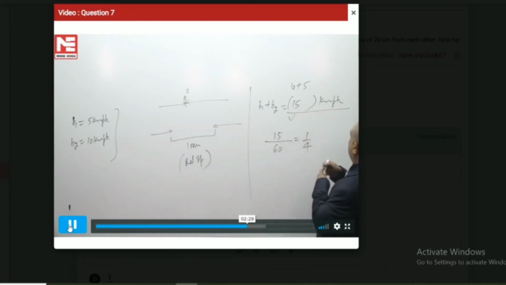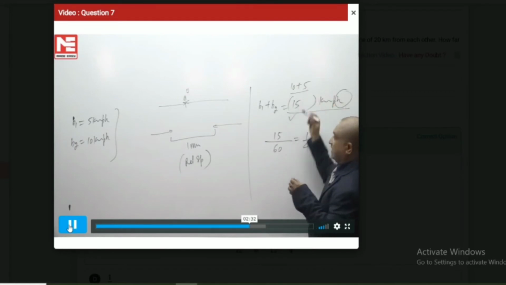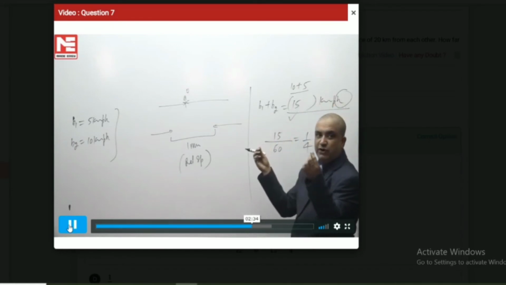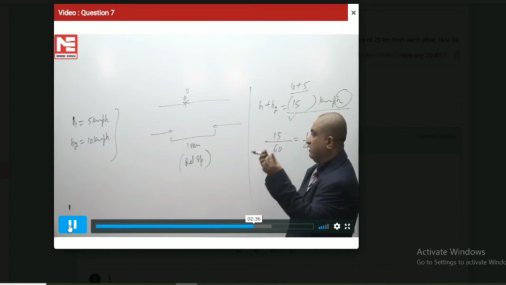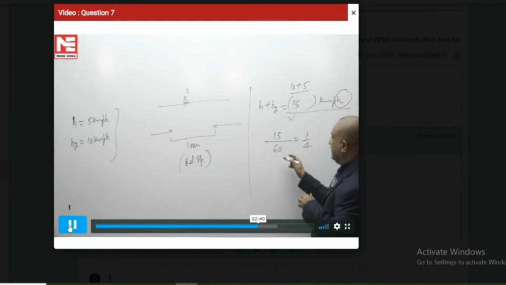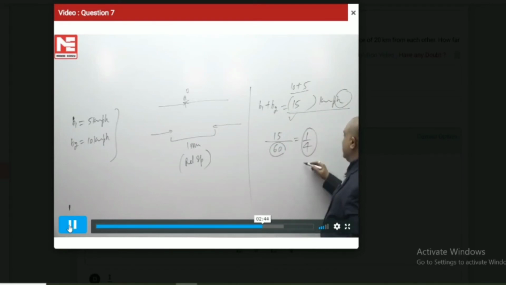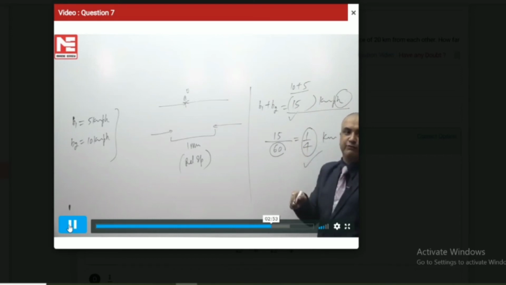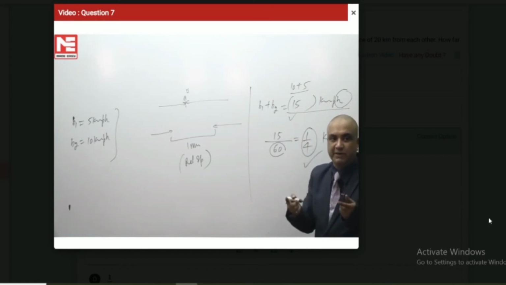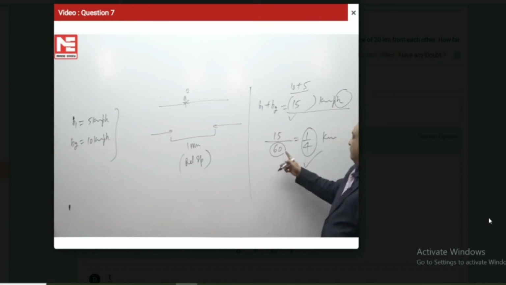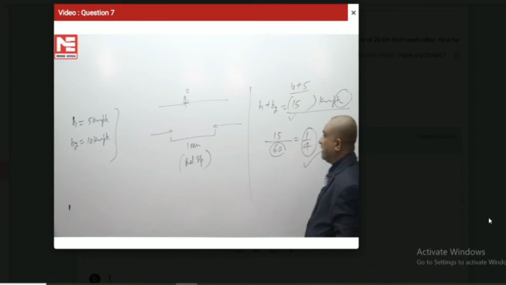The relative speed is such that in 1 hour they would have travelled a combined 15 kilometers, but for 1 minute it has to be divided by 60. So 1 by 4 is the separation between them in kilometers. Mind one thing, their relative speed is in kilometer per hour, and we have to convert it into kilometer per minute. So in 1 minute they are separated by 1/4.